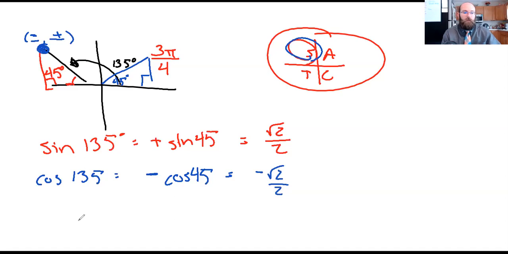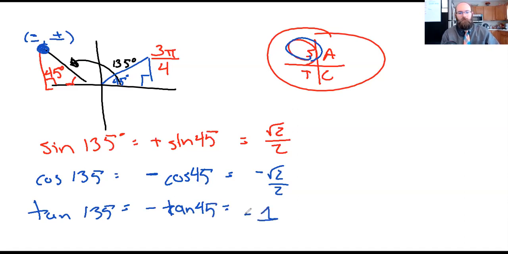Again, a memorized value. And we'll do tangent 135. Forgot to switch colors, my bad. Again, it's going to be negative, but it's going to be the same triangle as a 45-degree triangle. And 45 degrees for tangent is 1, and it's negative because of the quadrant I'm in. And again, that could come from these two numbers, right? Sine divided by cosine. They're the same things, but one is negative, so my answer is negative here.